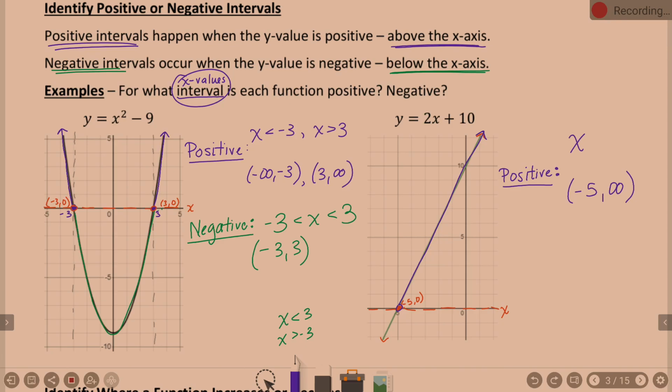When is this graph positive? We said -5 to infinity, and so that's when numbers are what in relation to -5? Bigger. So we can say x greater than -5. Those are both good ways to say positive.